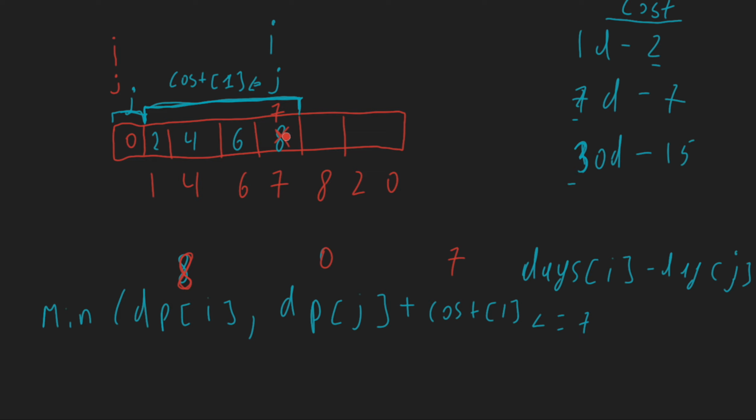So basically at each step we have 2 pointers, i and j. At each step we are moving our j pointer as far as we can move. For example, in the first case we are doing that for the 7 days, so we are moving j until this difference is less than or equal to 7.